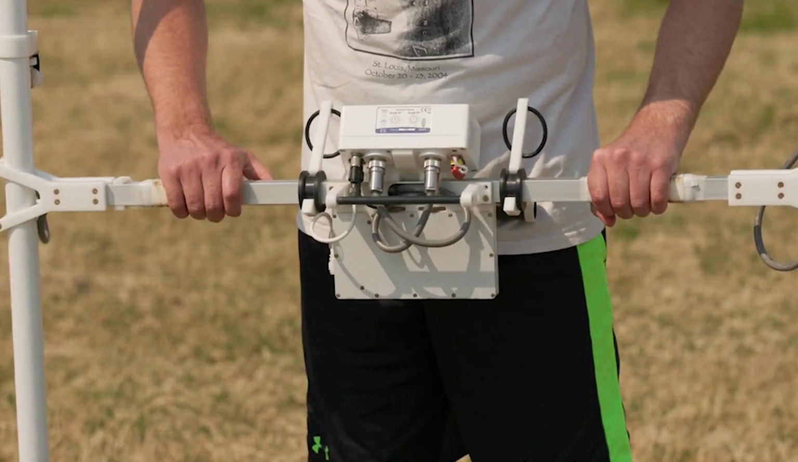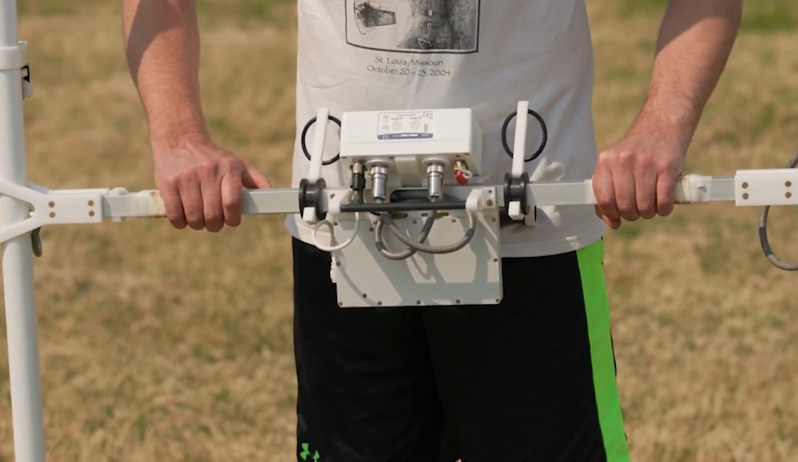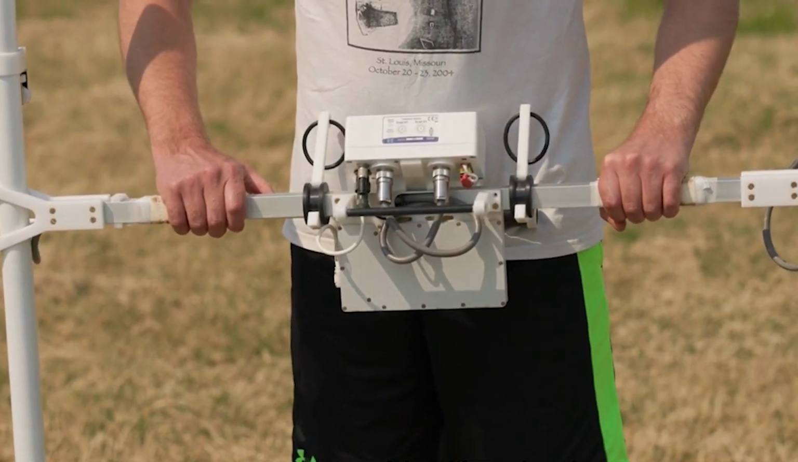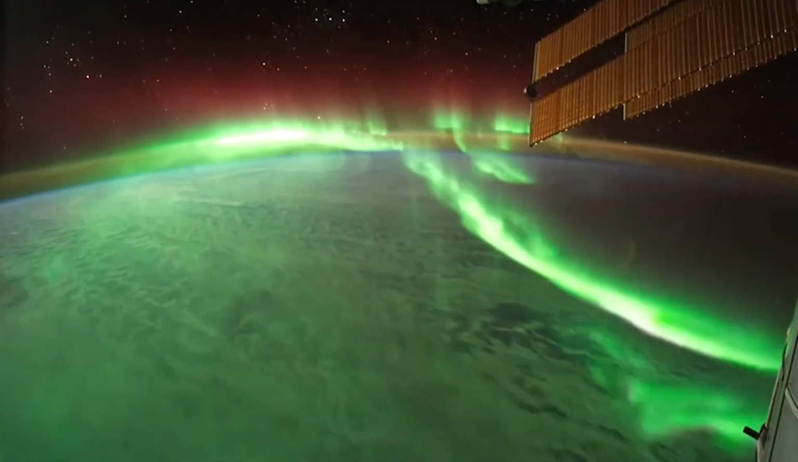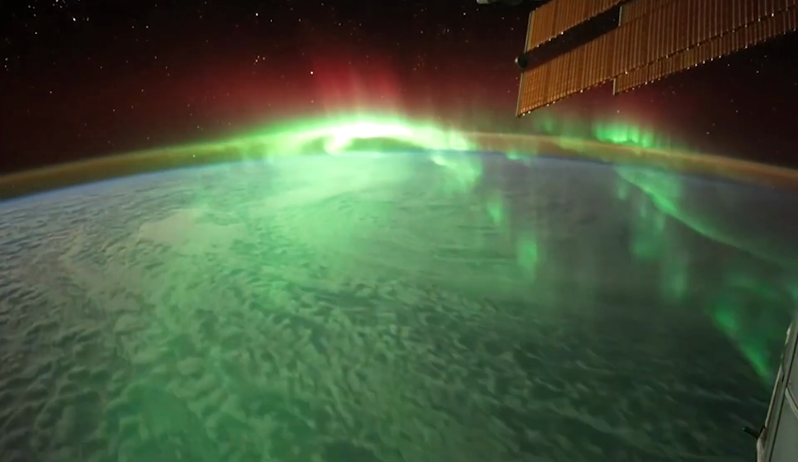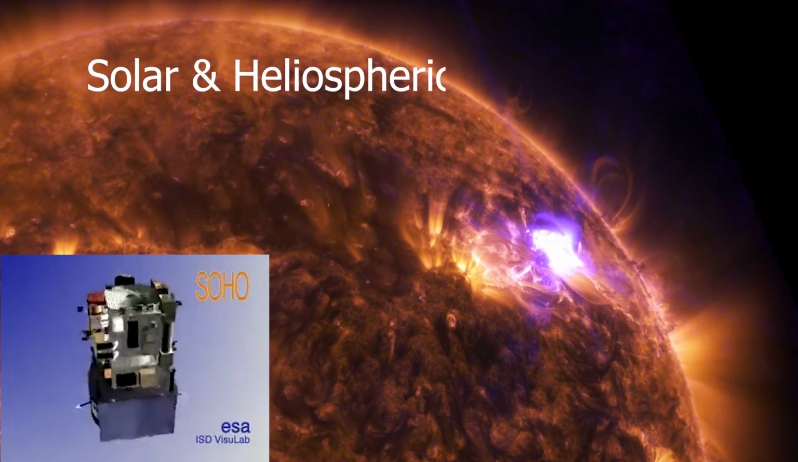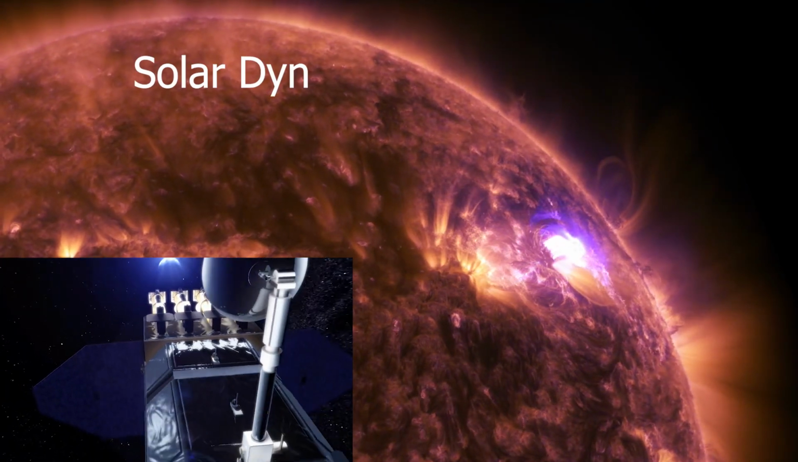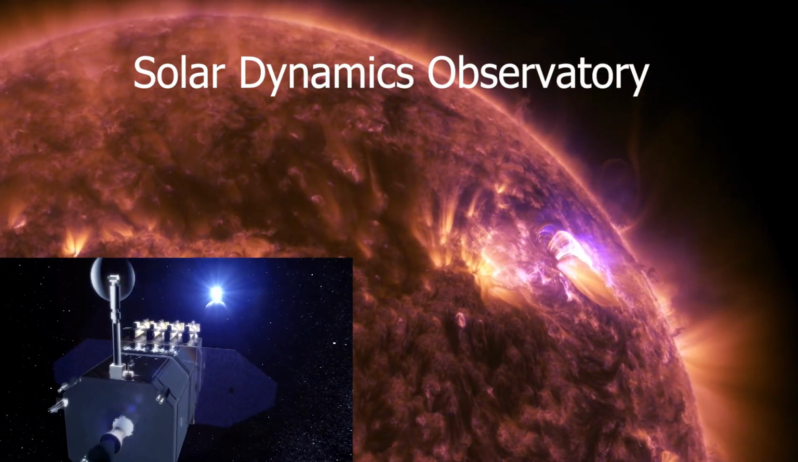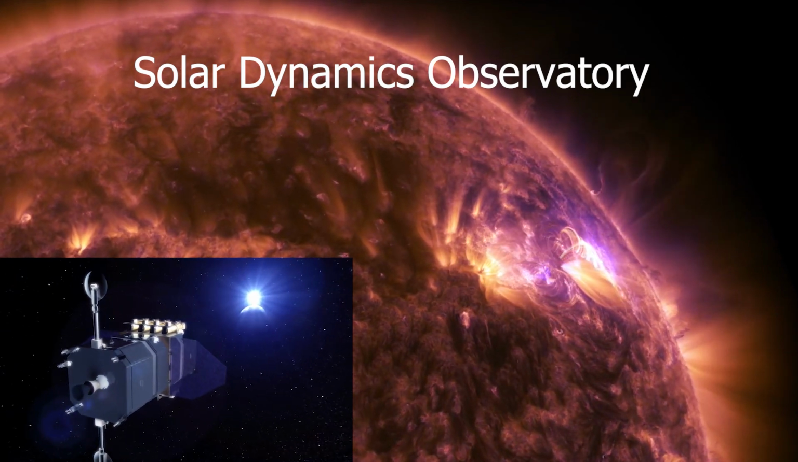They also use imaging and magnetometer instruments to measure magnetic field disturbances and capture high-resolution images of auroral displays from space. We have space-based satellites like the Solar and Heliospheric Observatory and the Solar Dynamics Observatory that continuously monitor the sun for solar flares and CMEs.